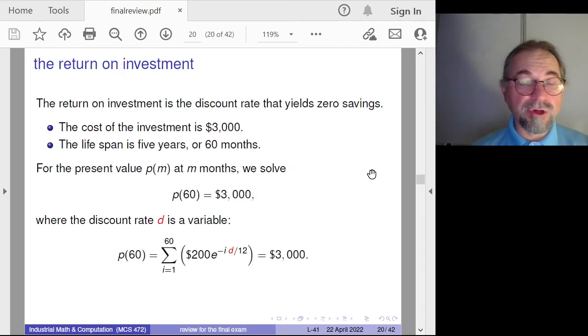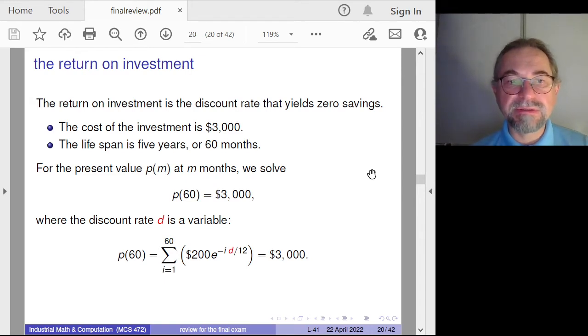Okay, what is now the return on investment? So the return on investment is the discount rate that yields zero savings. So we now treat the discount rate, which was 3%, as a variable. Here it's indicated in red. And we have a function that is the sum. In a way we can do this a little bit better in the sense that there is the explicit formulation, the geometric sum, but it's okay to leave it here. So we will solve for the equation where the right hand side is 3000 and the unknown is the discount rate.